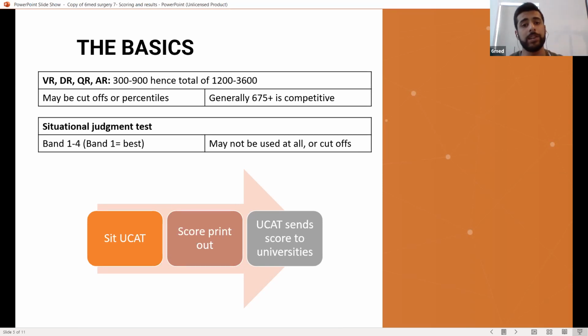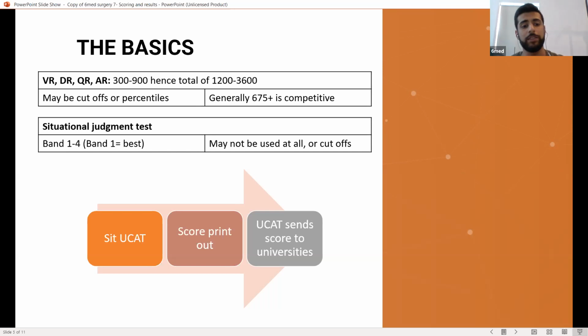Similarly with the SJT, I know that can be a section that some students really struggle with. Generally speaking, most students get band 1 and 2. Some universities won't consider your application if you get a band 4. And again, I've indicated that on the next slide. So that's something really important to think about. And if you don't think you're going to perform that well on the SJT, there are some universities that don't use it at all, or only use it as a discriminator between two similar candidates. So it may be worth applying to those universities.